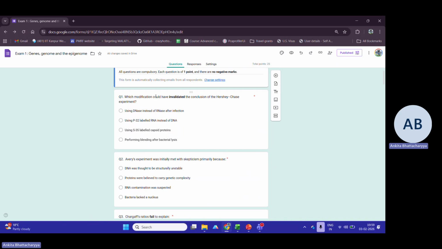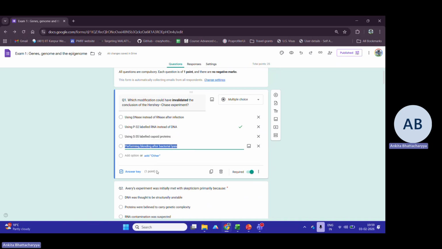Which modification could have invalidated the conclusion of the Hershey-Chase experiment? If you remember, we had discussed this in our first class when we discussed the discovery of DNA and all the experimental validation that was used for that purpose. The options were: using DNAs instead of RNAs after infection, using P32 labeled RNA instead of DNA, using S35 labeled capsid proteins, or any other option. So basically, the correct answer in this case is using P32 labeled RNA.